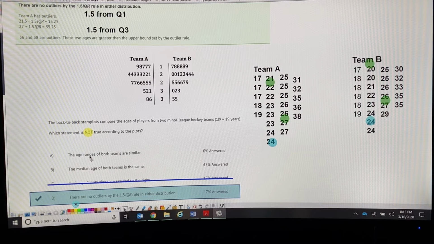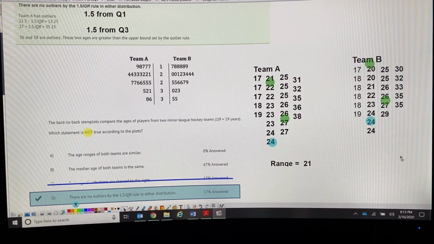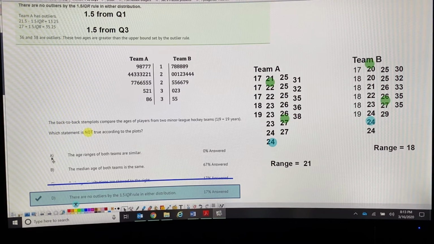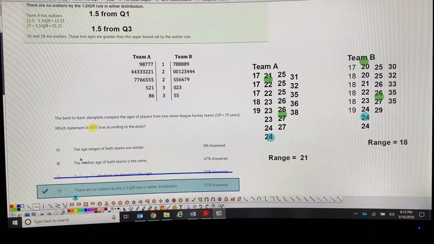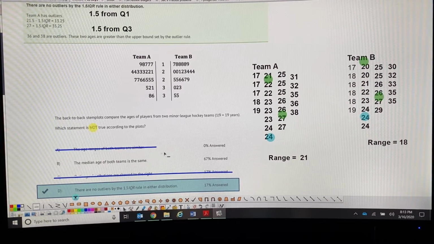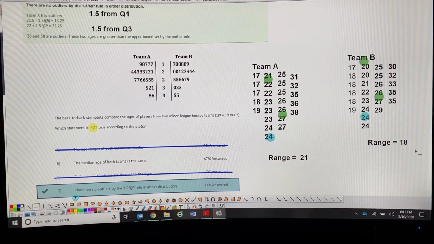We needed to find the range. We find the range by taking our biggest minus our smallest number. So 35 minus 17 for team B and 38 minus 17 for team A. If we take a look at this, our range is 21 and here our range is 18. Option A is ruled out because the ranges are in fact similar. That is true. They're only about 3 numbers away from each other.